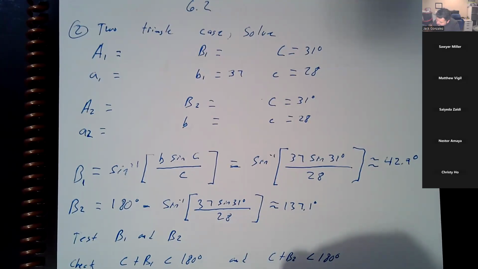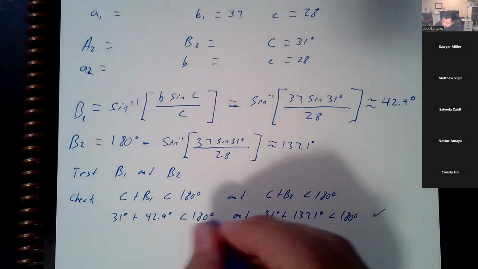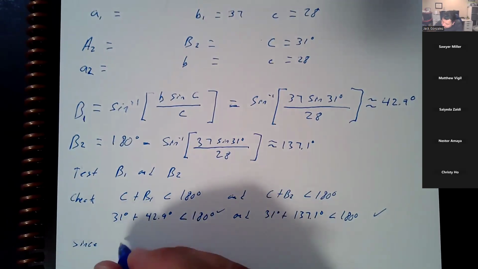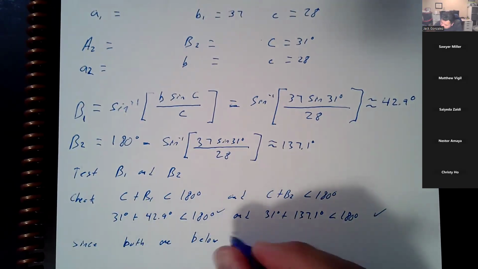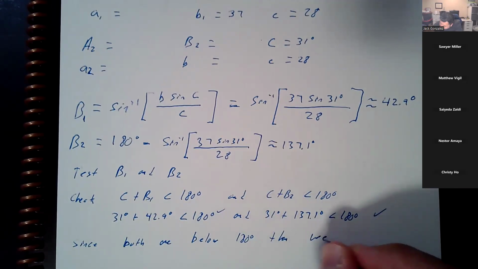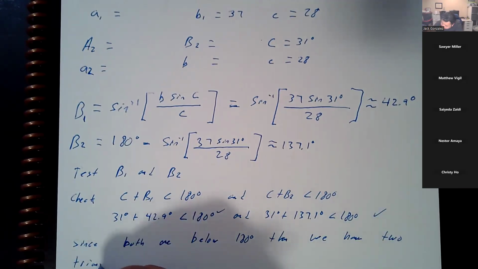And 31 degrees plus 137. So yes, right? Since both are below 180 when you add them together, then we have two triangles to solve.